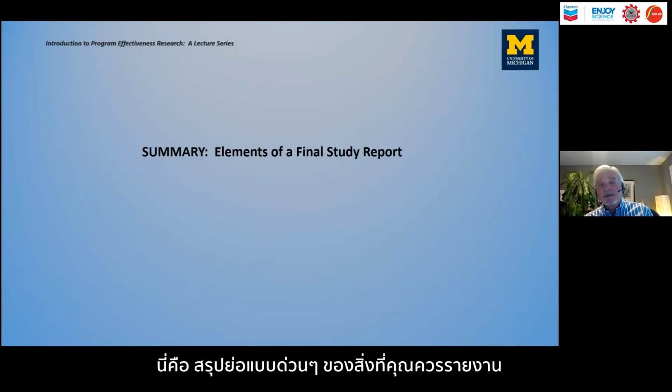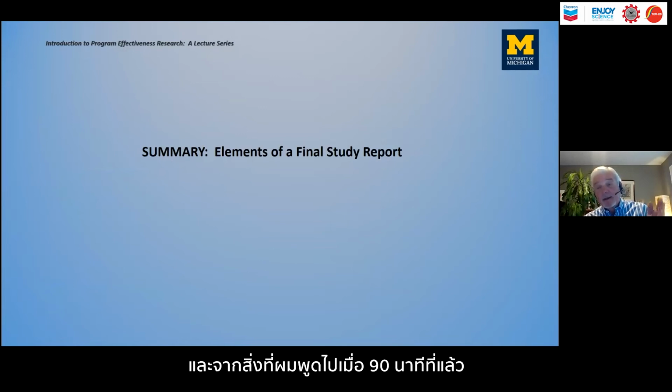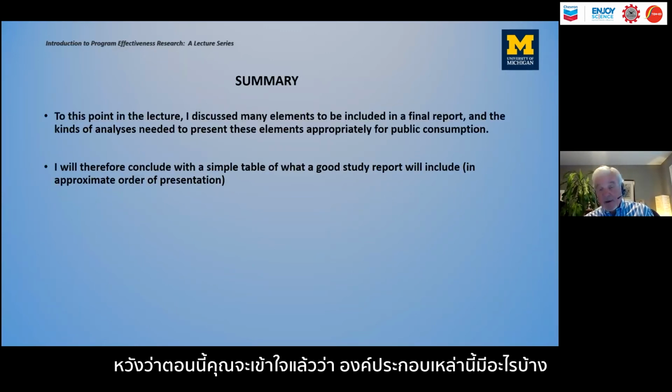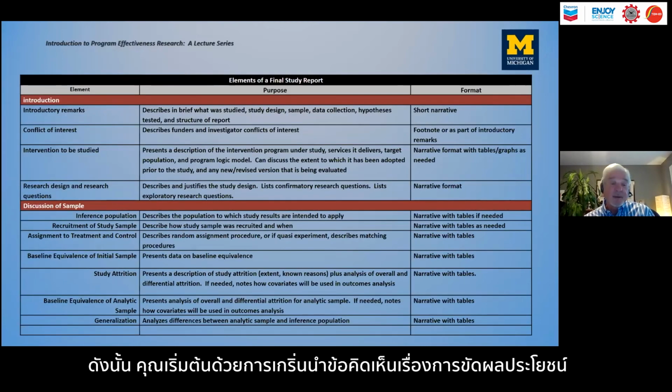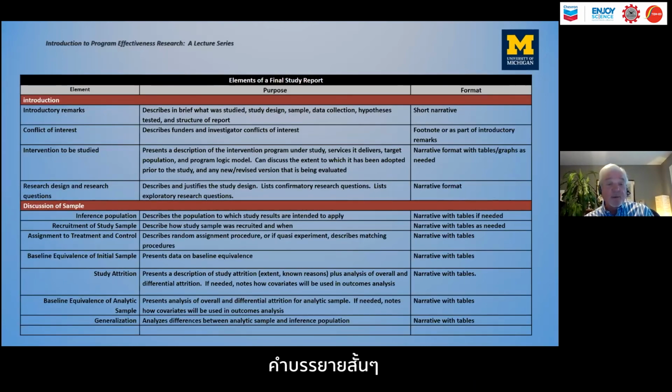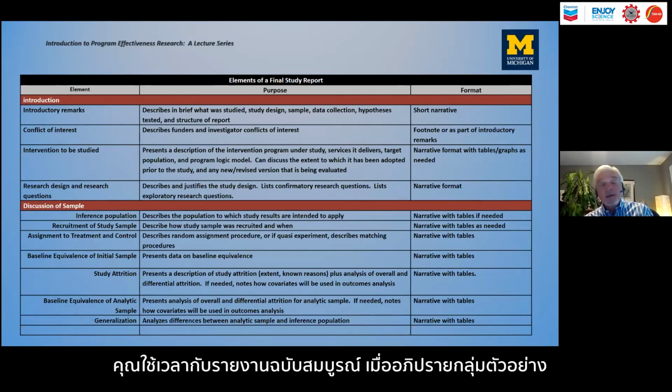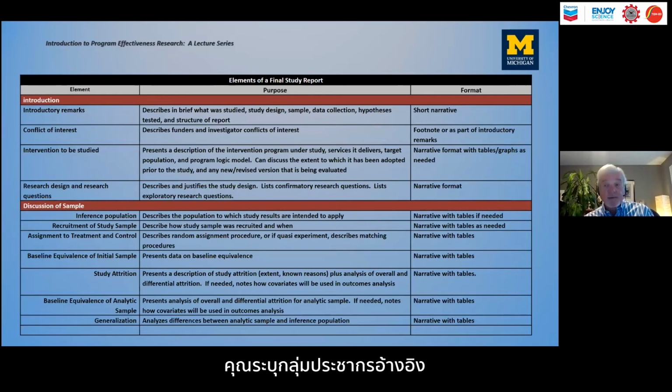So here's then a summary very quickly of what you should report on when you are reporting the final study report, a report on program impacts. And hopefully, given what I have said in the previous 90 minutes, you will now understand what these elements are. So you begin with some introductory remarks, a conflict of interest, a brief description of your intervention in the research design. You spend time in your final report discussing the sample. You specify the inference population.